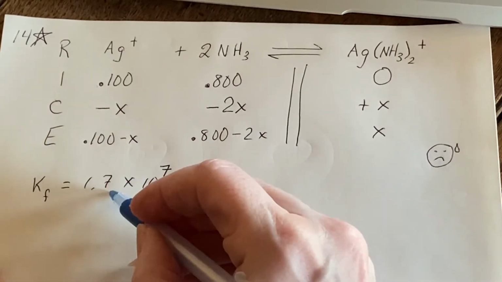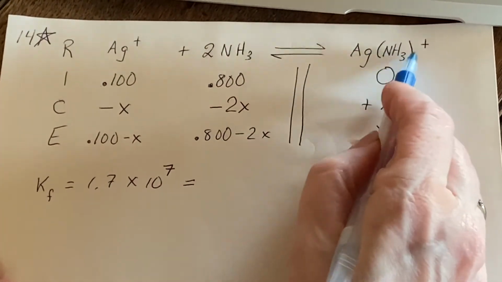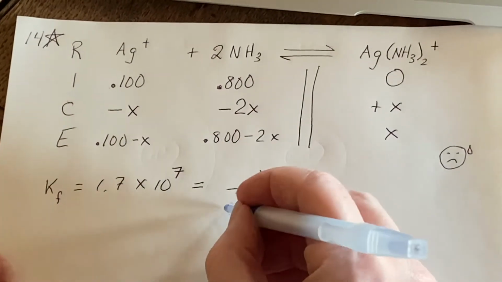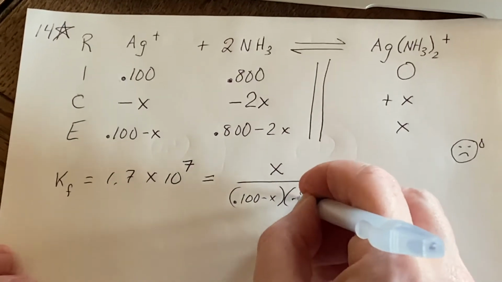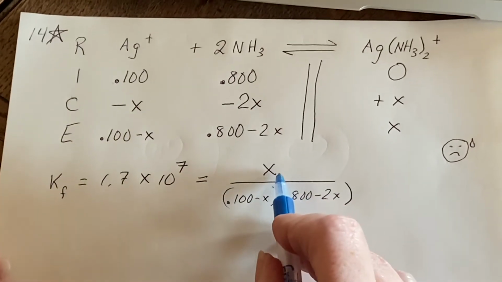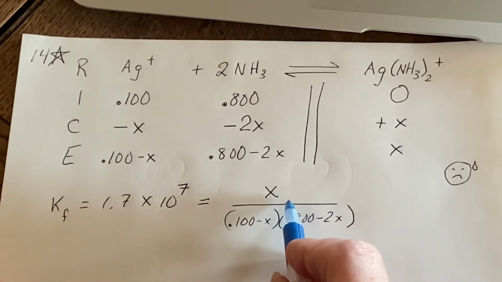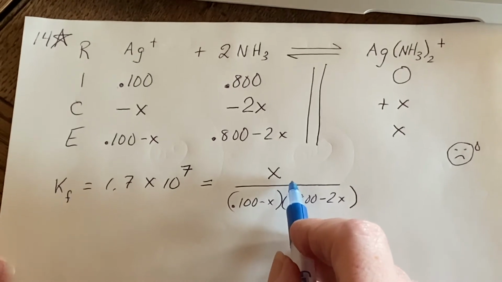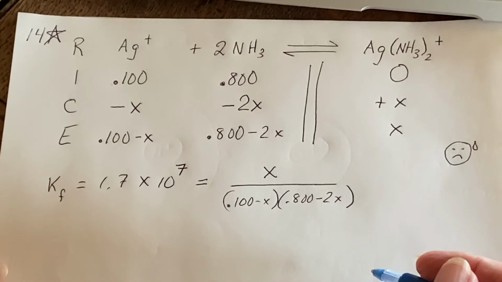Because we know how to make this Kf. It's going to be that silver with the ammonia around it, which was X, over these two, 0.100 minus X and 0.800 minus 2X. X has got to be quite large. So this is essentially going to go to completion. Now, what limits it? That's what I have to think about now.